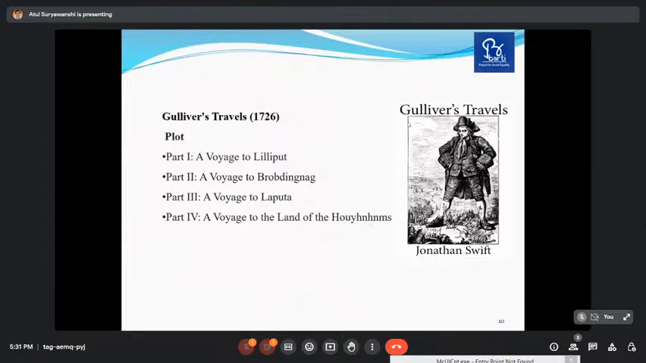The first part of Gulliver's Travels deals with a voyage to Lilliput. The second part, a voyage to Brobdingnag. The third part deals with the voyage to Laputa. And the fourth part, a voyage to the land of the honeycomb. So in all, this book is an adventurous story. It is the travel of Gulliver to the various lands that he visited: Lilliput, Brobdingnag, Laputa, and honeycomb.